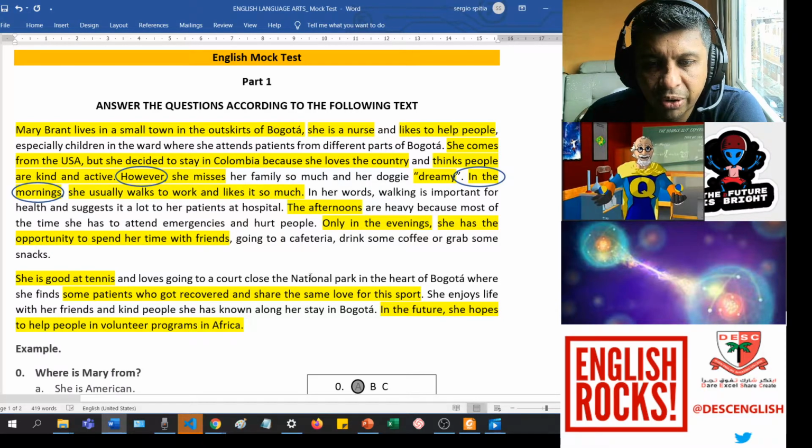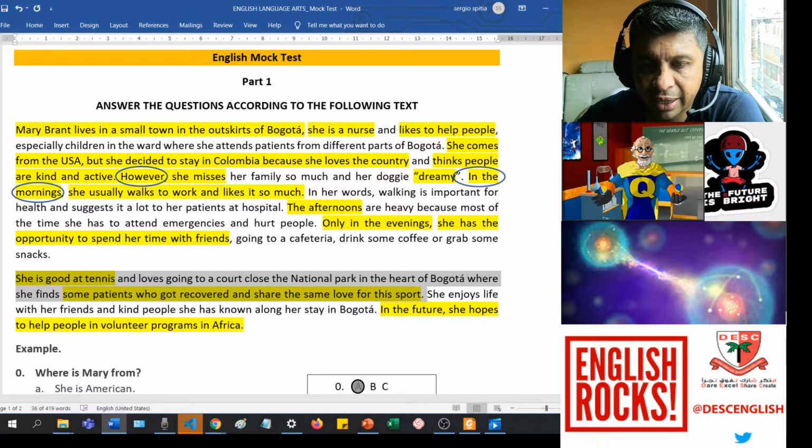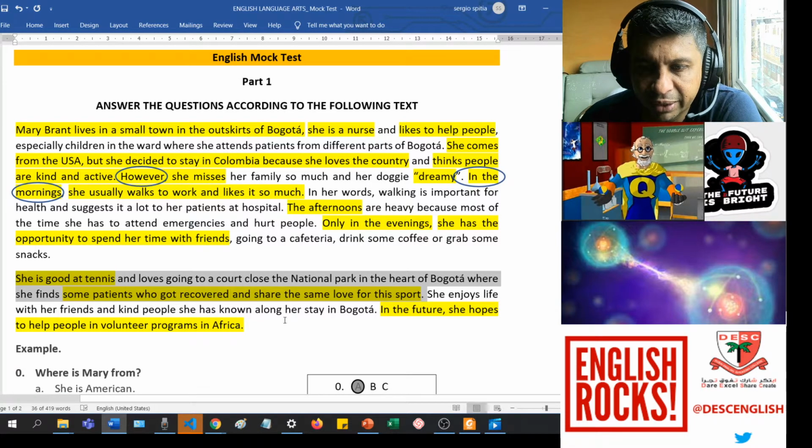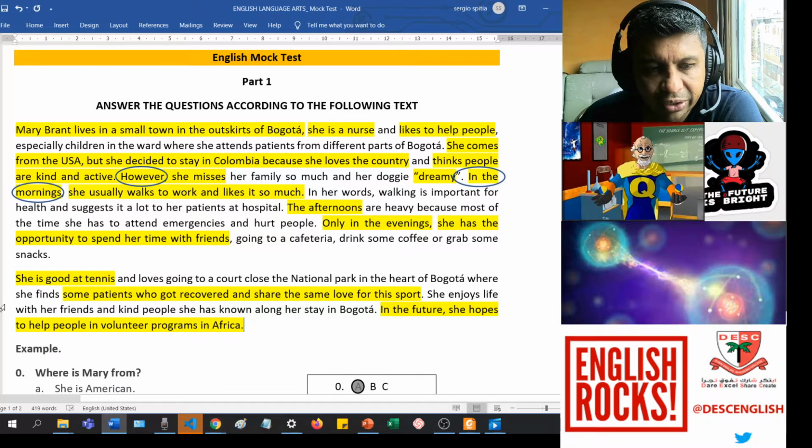And loves going to a court close the national park in the heart of Bogota, where she finds some patients who got recovered and share the same love for these sports. Ella le gusta ir a la cancha cerca del Parque Nacional en el corazón de Bogotá, donde encuentra algunos pacientes que se recuperaron y comparten el amor por este deporte. She enjoys lives with her friends and kind people she has known along her stay in Bogotá. Ella disfruta su vida con sus amigos y gente amable que ha conocido a lo largo de su estadía en Bogotá.